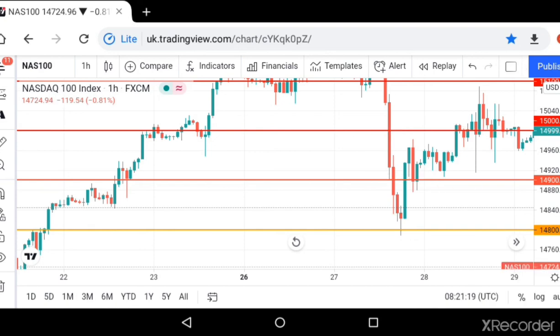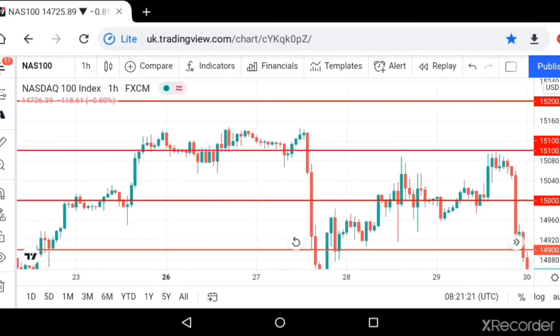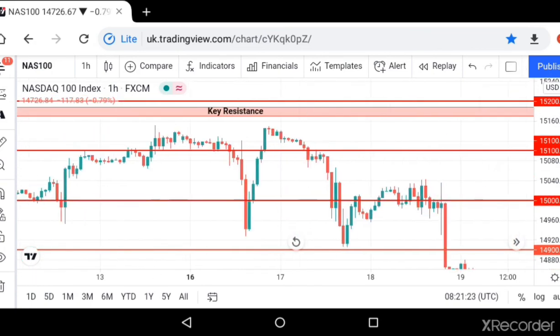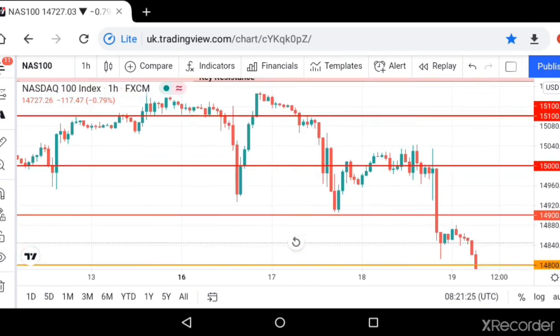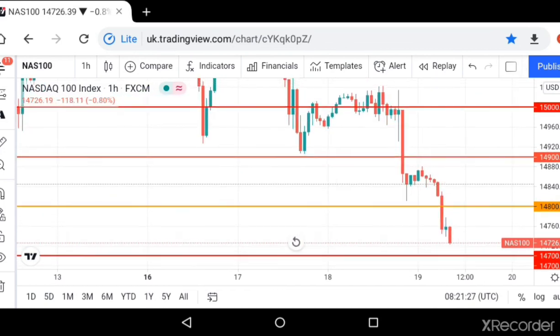So these round numbers are like critical points in your chart, especially on NASDAQ. They apply on NASDAQ, they're a critical part of NASDAQ. So if you want a simple trading strategy, just draw these round numbers on your chart. Use them as your take profits and stop losses.